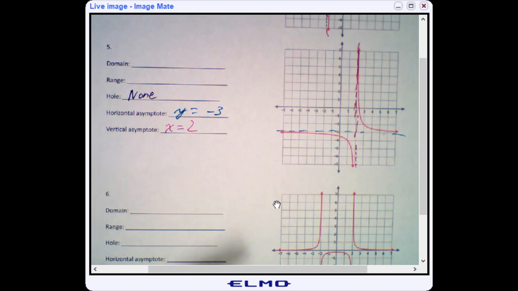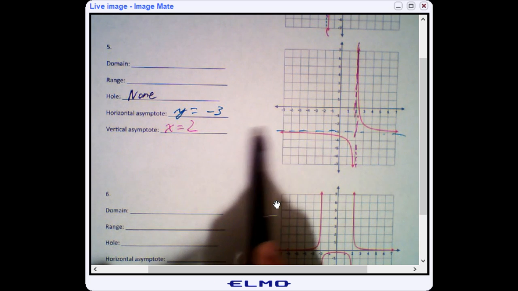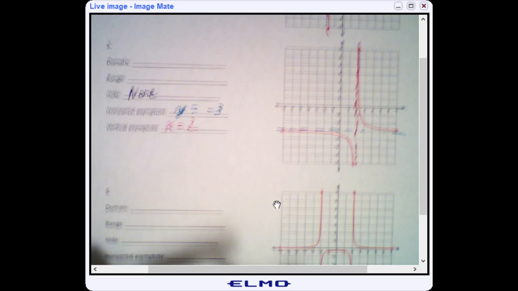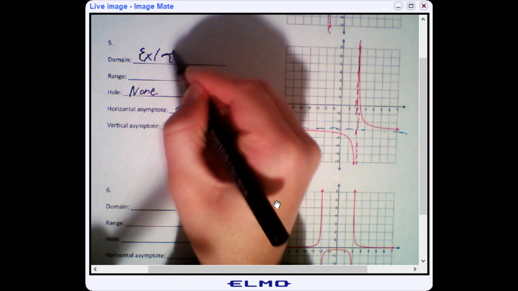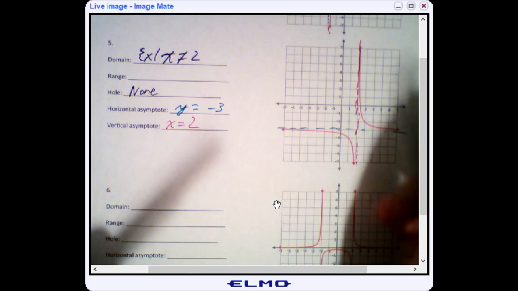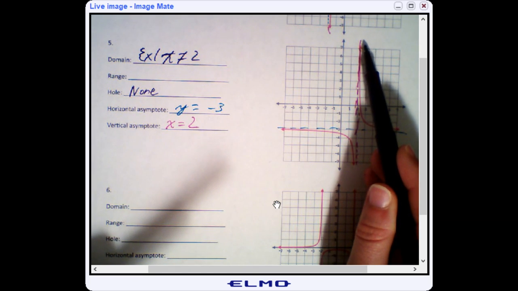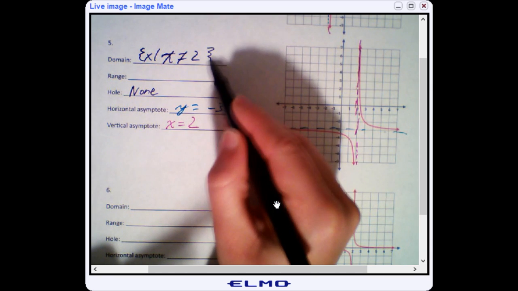So again, for domain, we're talking about left and right. So I can go left forever. As I'm going right, though, I can't cross or touch this line right here. And that's 2. And then I jump over it, and I come to the other side. So that's like 2.00001. And I can keep going right forever. So x cannot equal 2.